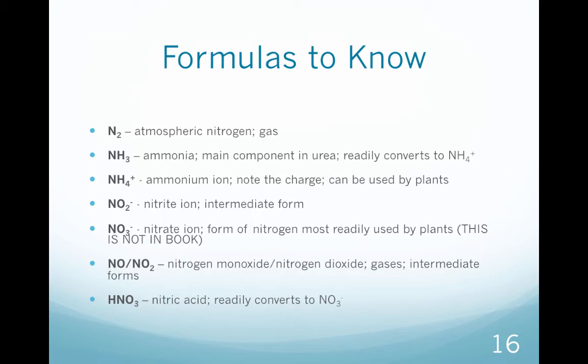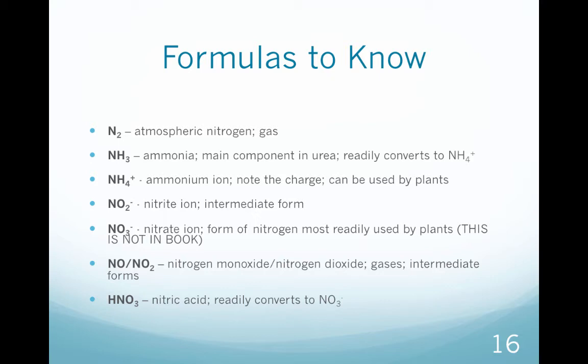NO2- is the nitrite ion. That is an intermediate form. That means that as you're converting to nitrate, it goes NH4+, NO2-, and then NO3-, which is the nitrate ion. That is the form of nitrogen most readily used by plants according to AP Central, which is the folks who make your test. This is not in your book. Your book has NH4+ and NO3- as being equivalent. Plants really dig the nitrate ion more.